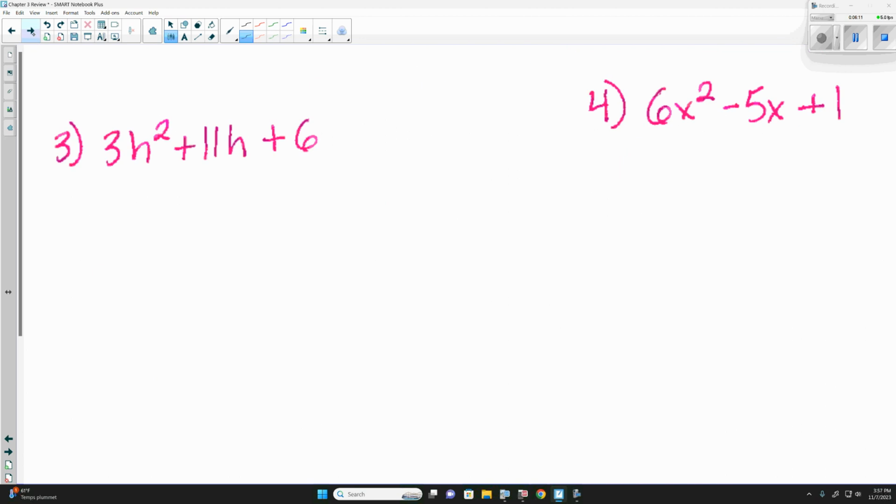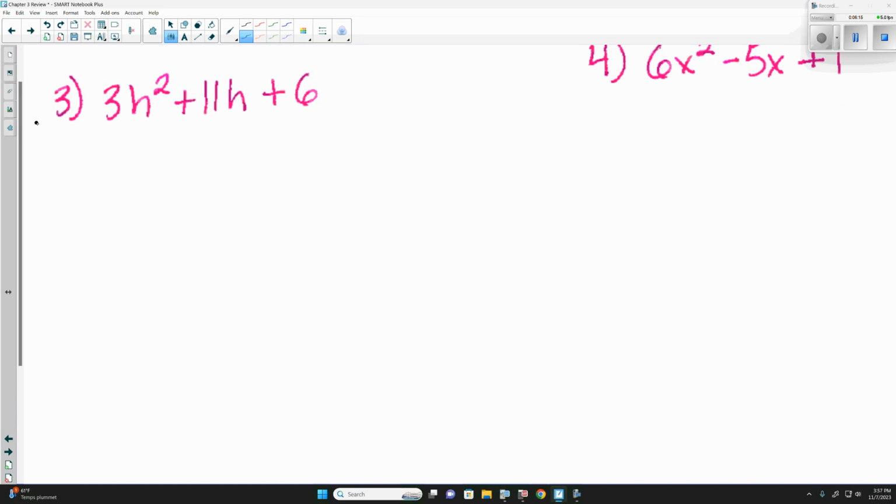Number 3, again, the first thing we look for is a greatest common factor. Between 3h squared, 11h, and 6, there is no greatest common factor. So we can do our two sets of parentheses with three spaces. Now we look for the signs. If the third term is positive, the signs are the same and match the sign of the middle term. If the third term is negative, our signs are opposite. Since the third term is positive, the signs are the same and match the sign of the middle term: plus and plus.